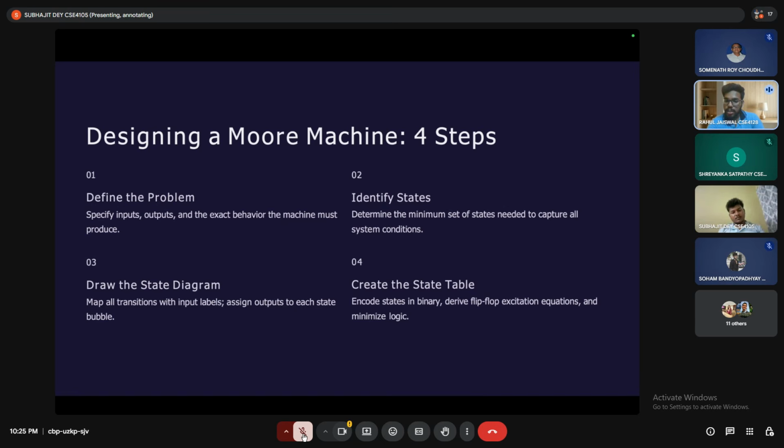Now the creating of the state table, which is most important. So in the state table, we know which inputs give which output. Next slide, please.